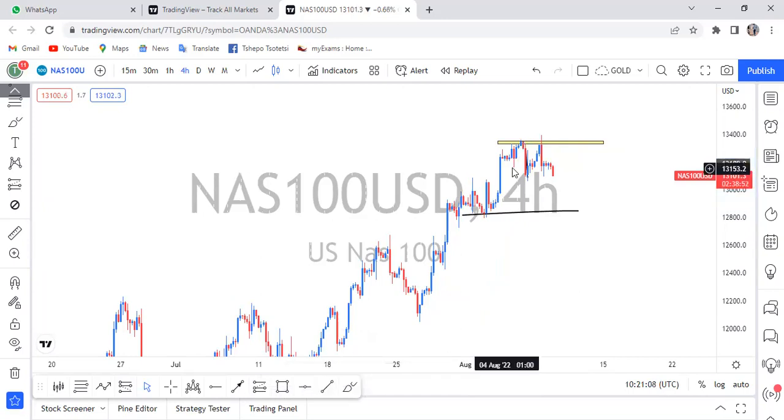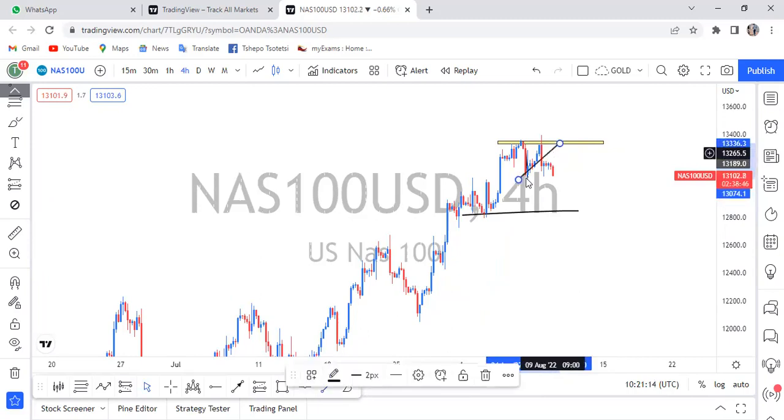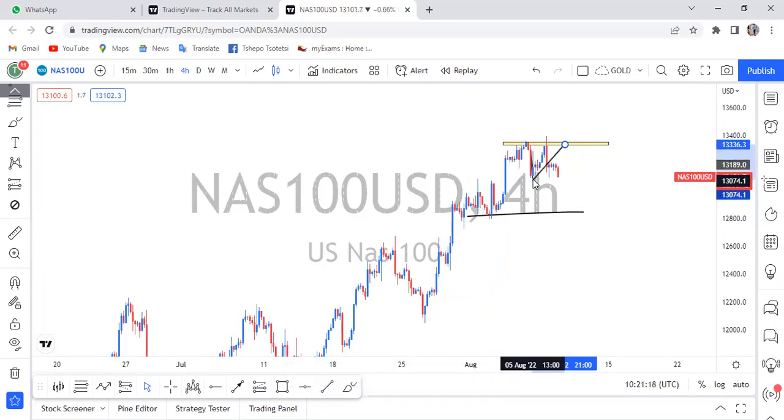If I make a channel here, you can see this was an impulse. From here it was an impulse, and this was a correction, giving us another confirmation that we're going to break to the downside. But we're still here, at what we can call the neckline. If it breaks here, and you can already see it's breaking, we can take an entry. Why do we take entry here?